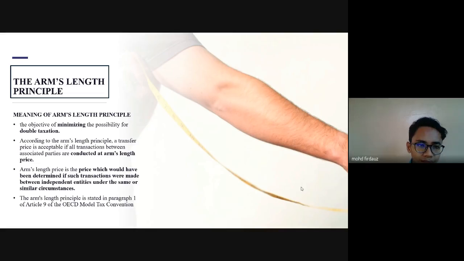According to the Arm's Length Principle, a transfer price is acceptable if all transactions between associated parties are conducted at arm's length price. So what is arm's length price? Basically it is the price which would have been determined if such transactions were made between independent entities under the same or similar circumstances. I will explain more after this. The arm's length principle is stated in paragraph 1 of Article 9 of the Organisation for Economic Co-operation and Development Model Tax Convention.